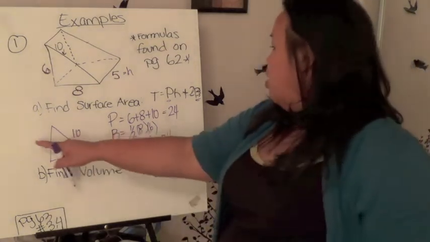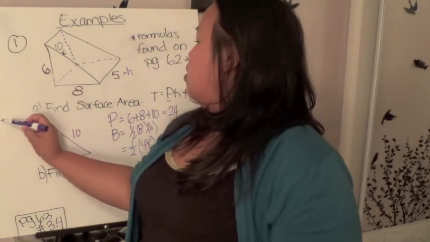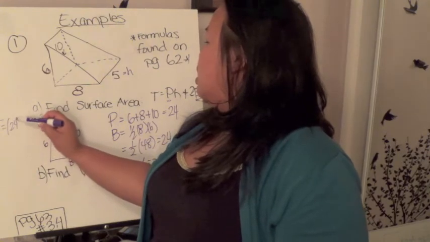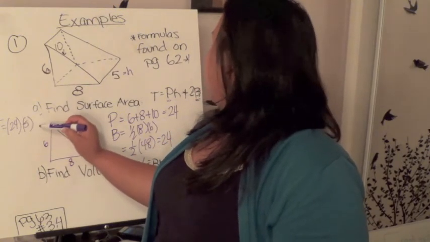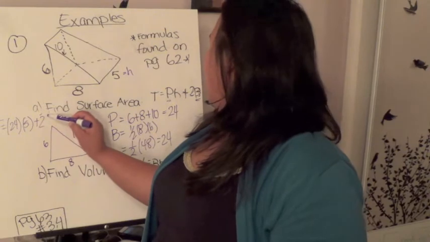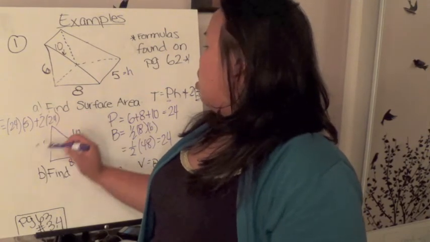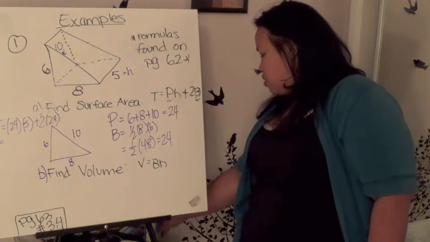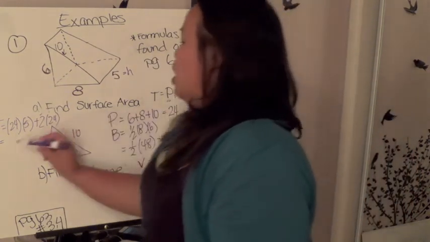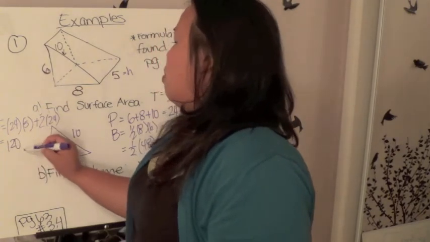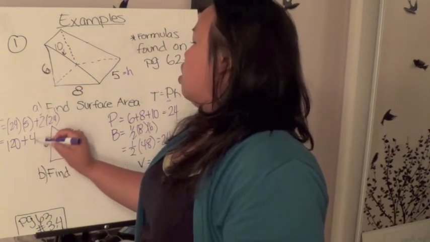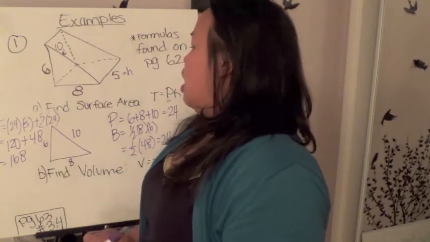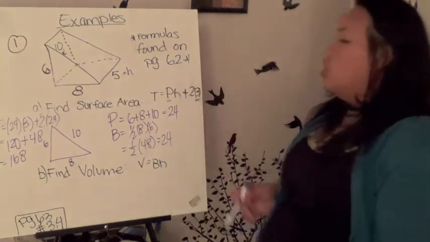Okay? So now we're going to plug it in. We're going to plug into T equals big P, which is 24, times our height, which is 5, plus 2 times our big B, which is also 24. So 24 times 5 is 120. Remember your order of operations, plus 2 times 24, which is 48. So it's 168, and that is our surface area.